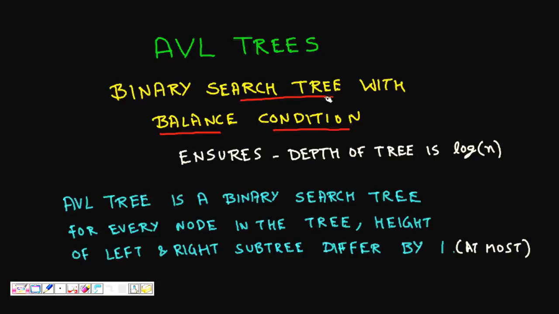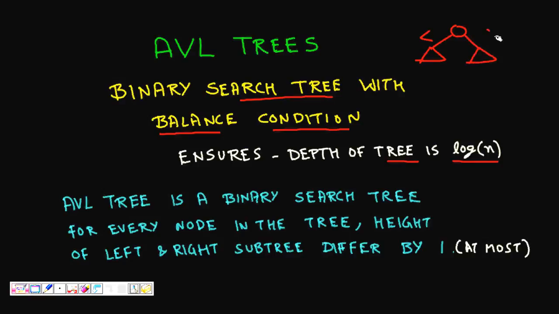Which means the heights of the subtrees are balanced, and it ensures that the depth of the tree is log of n, where n is the number of nodes in your tree. For a binary search tree, we know the property: for a parent node, everything in the left subtree will be less than or equal to it, and on the right you have everything greater than the parent, and the equality can also hold. This should apply for all the nodes. So this is a binary search tree.